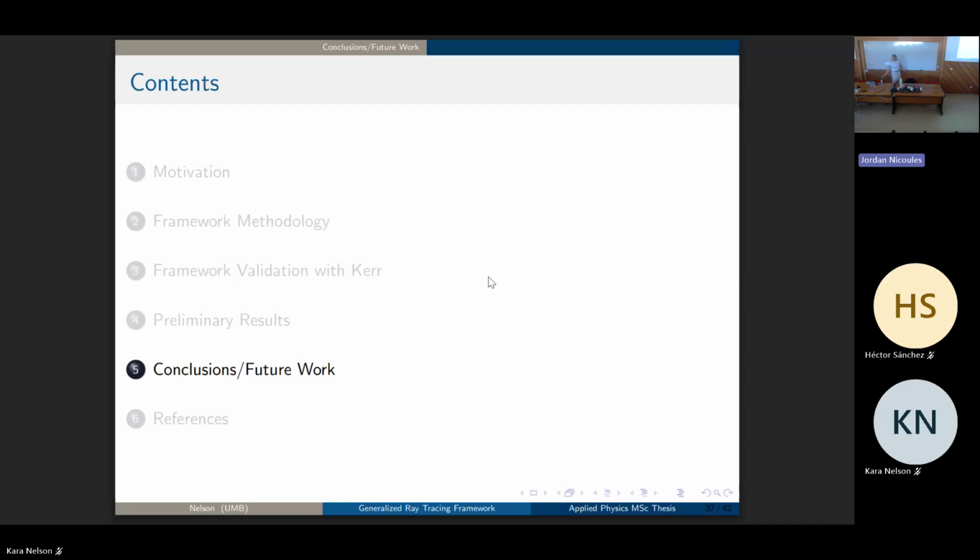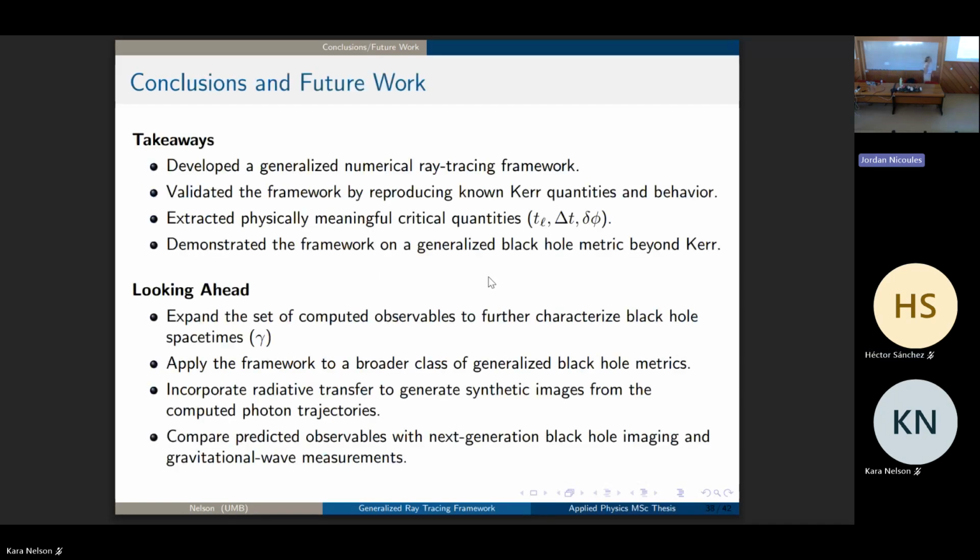Okay, so just to wrap up, we were able to develop and validate this generalized ray tracing framework. We were able to take the Carter constant out, avoid separability, and validate it for Kerr, and then take this next step into a non-separable metric that has some physical parameters that we're curious about. We were able to not only get the critical curve, which is a more qualitative observable, but also calculate these critical exponents that give you a quantitative description of what's going on in the photon region.